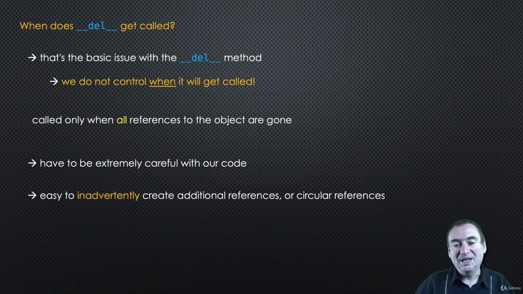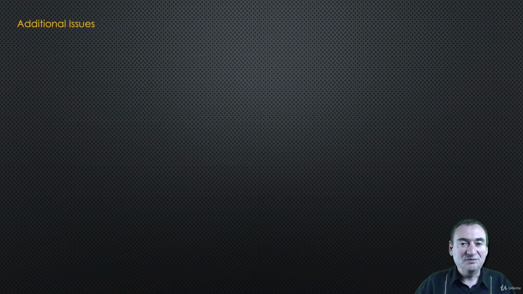For example, let's say that you use your object in an exception. You basically hold on to the stack trace. Well, the stack trace has a reference to that particular object. So even if you destroy the object, if you don't also destroy the reference that's being held by the stack trace, that object stays around and the delete method doesn't get called. So it's very difficult to determine when it gets called.